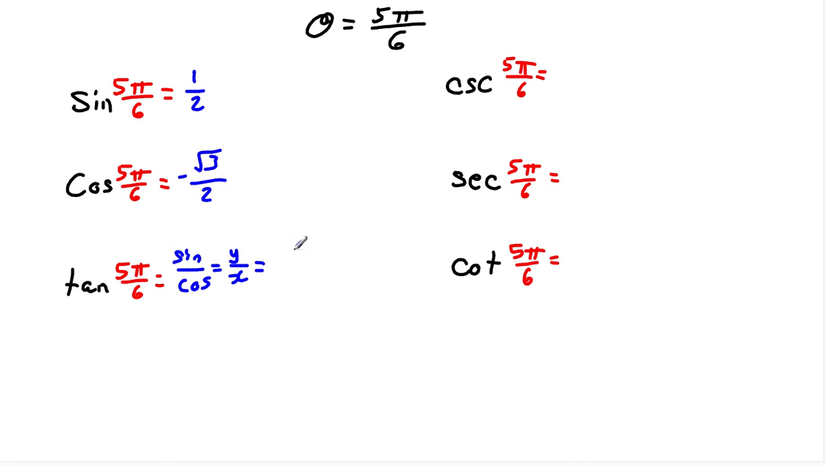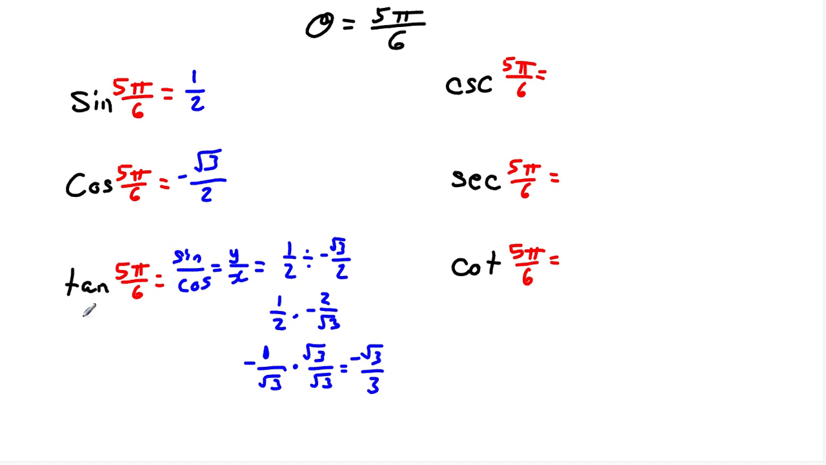But what we're going to do is take the sine, which is 1/2, and divide by negative root 3 over 2. That's the same thing as 1/2 times negative 2 over root 3. Here the 2's cancel out, so we're left with negative 1 over root 3. But we can't have a radical in the denominator. So what we do is we multiply by root 3 over root 3. And what we get is negative root 3 over 3. So the tangent here is negative root 3 over 3. Circle that so I don't confuse it with the other work.